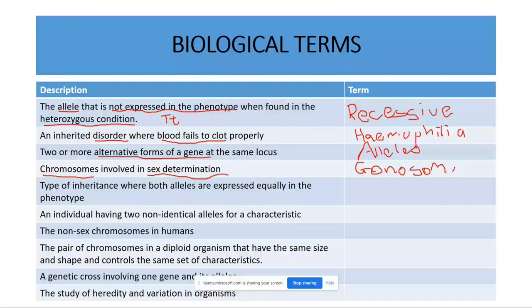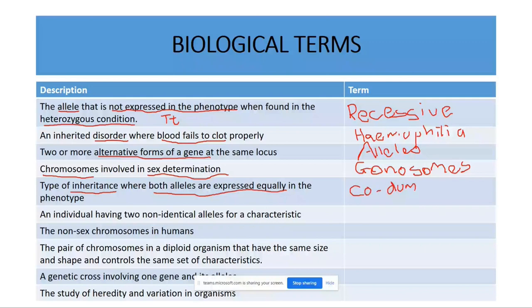compared to my autosomes. The type of inheritance. Now remember, type of inheritance, there are three types: complete dominance, incomplete dominance, codominance, where both alleles are expressed equally, meaning both can be seen, so it is co. They together, codominance.